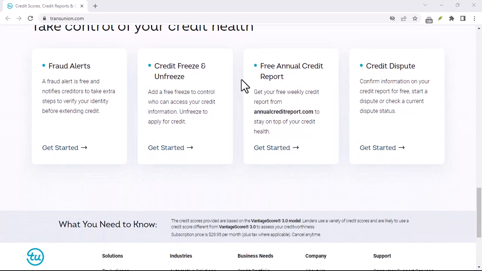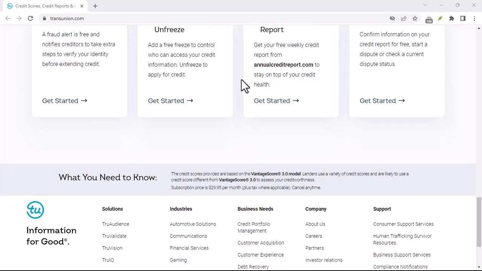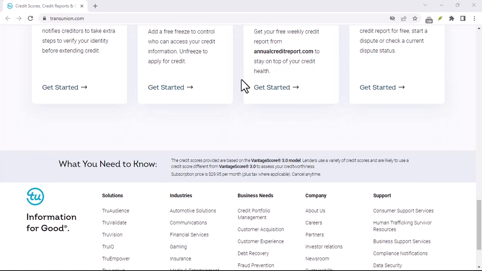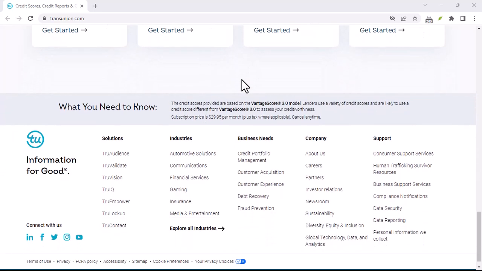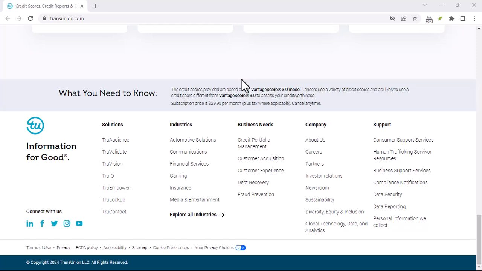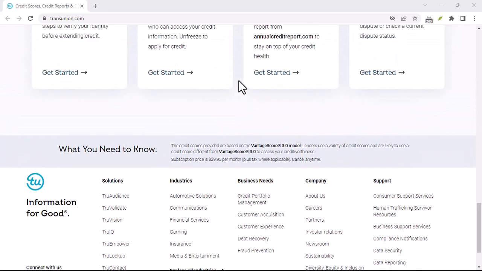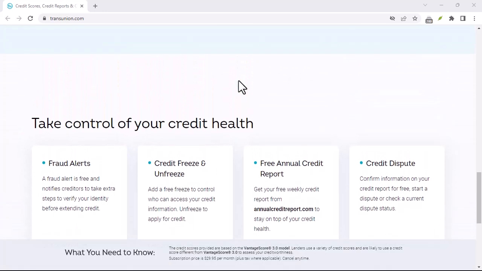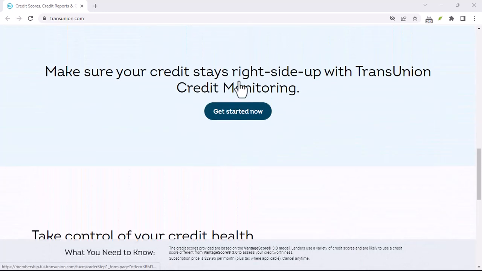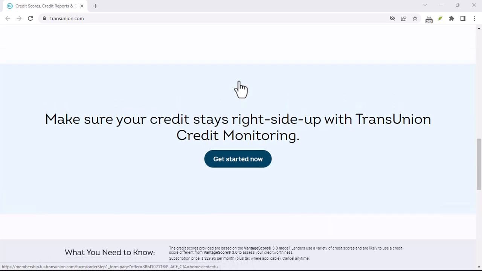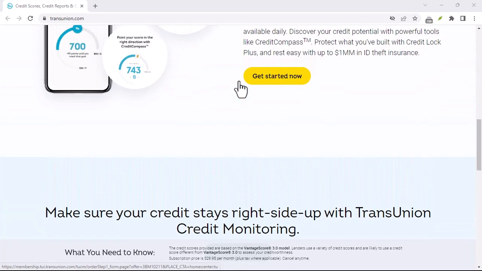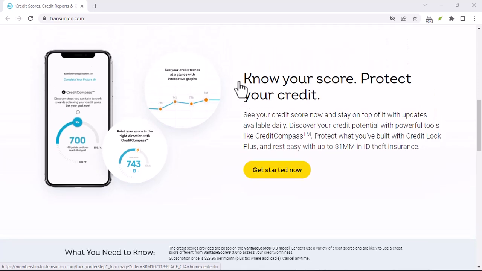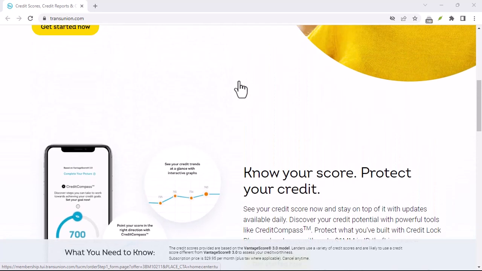TransUnion's investigation. After you've submitted your dispute, TransUnion will investigate the matter. This process can take up to 30 days. TransUnion's decision. Once the investigation is complete, TransUnion will notify you of their decision. If they find the disputed information to be inaccurate, they will correct it. However, if they disagree with your claim, you may need to take further action.